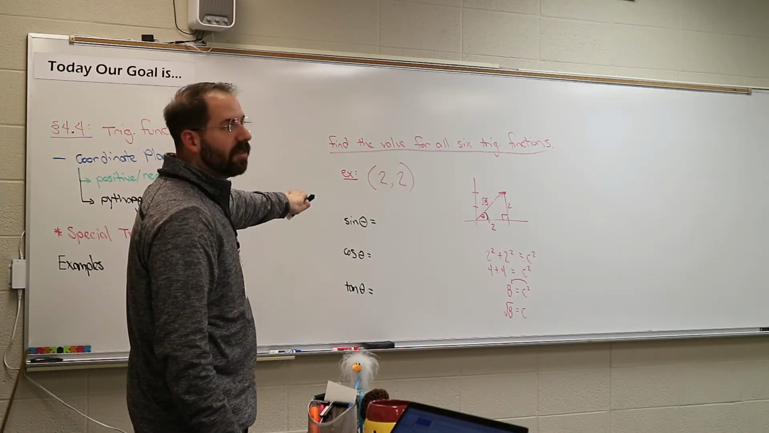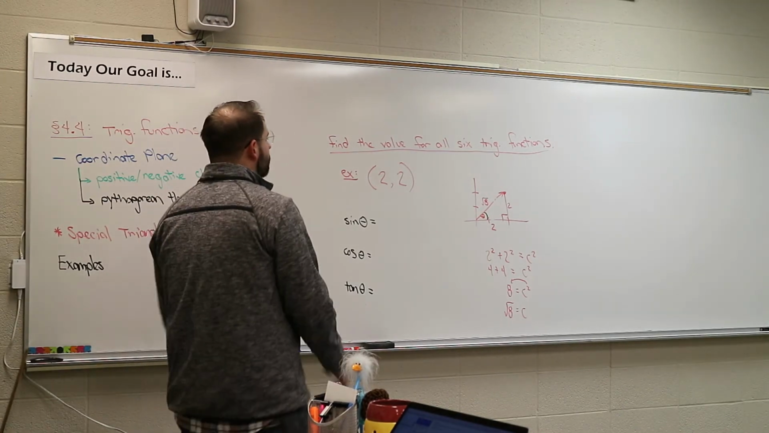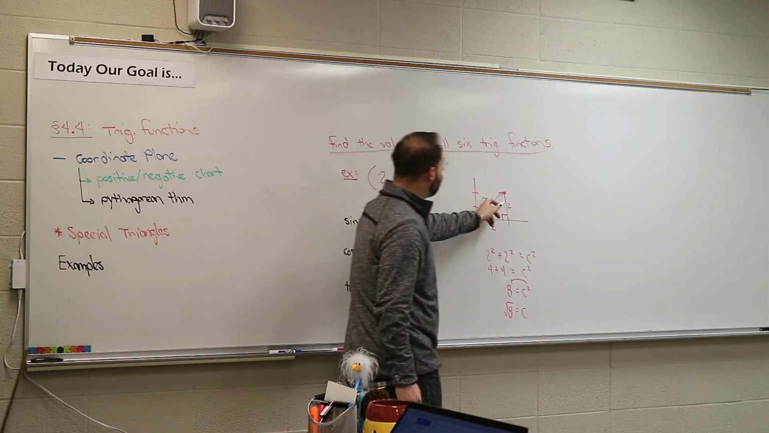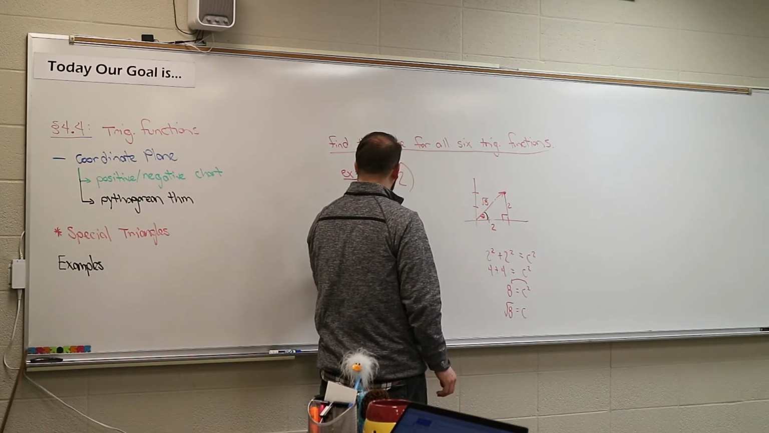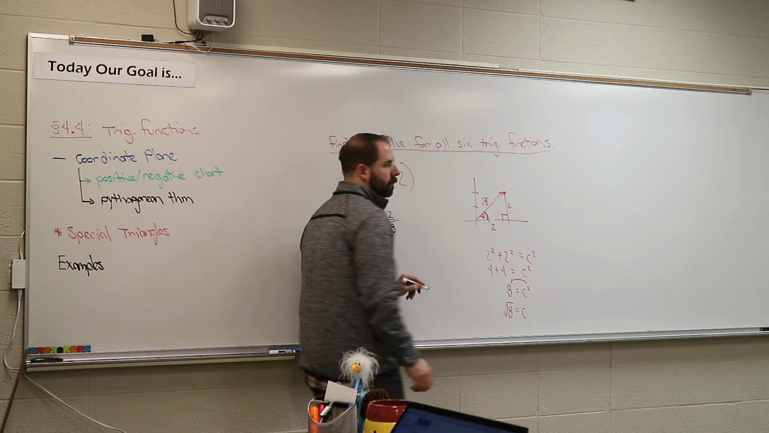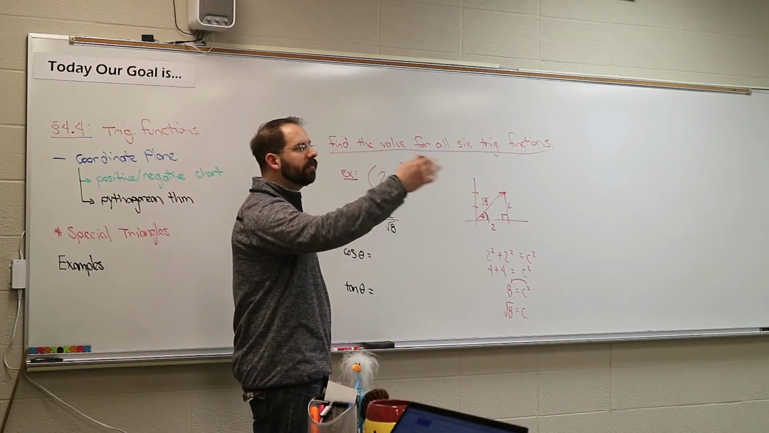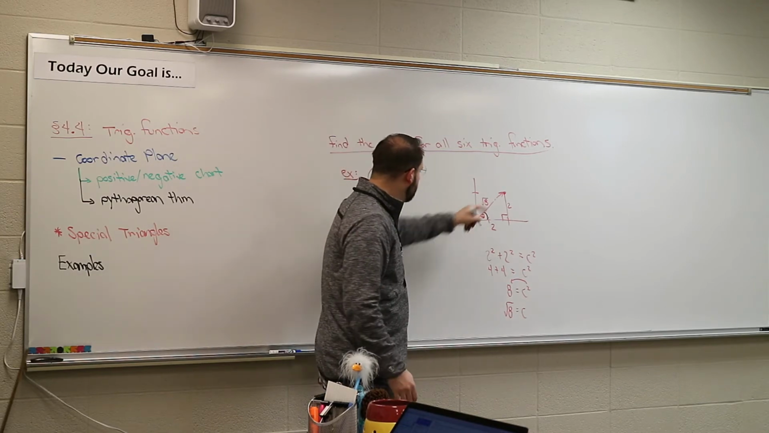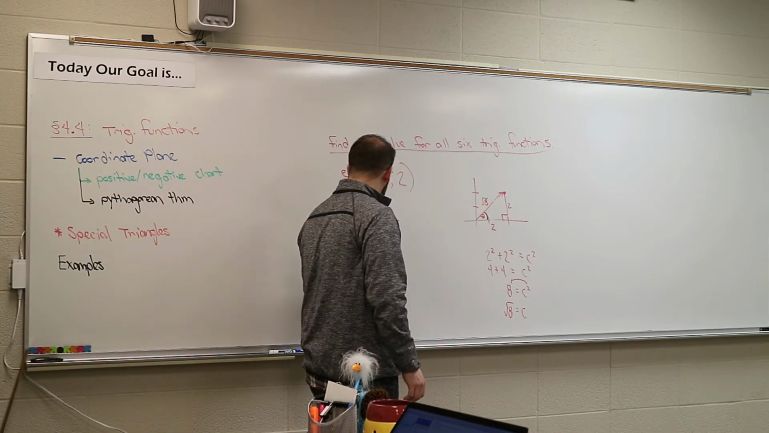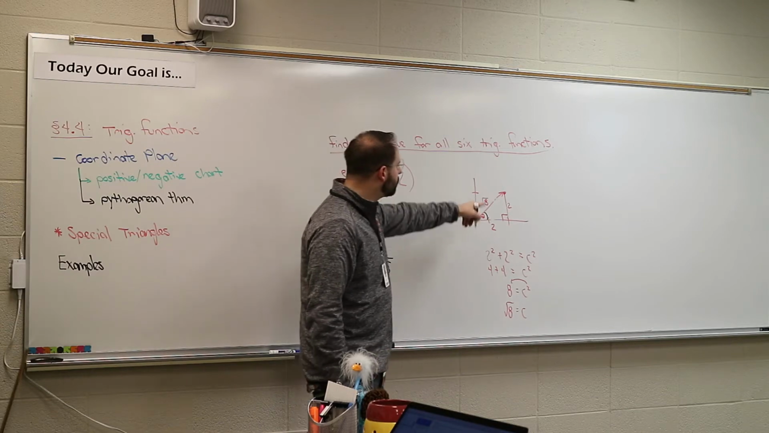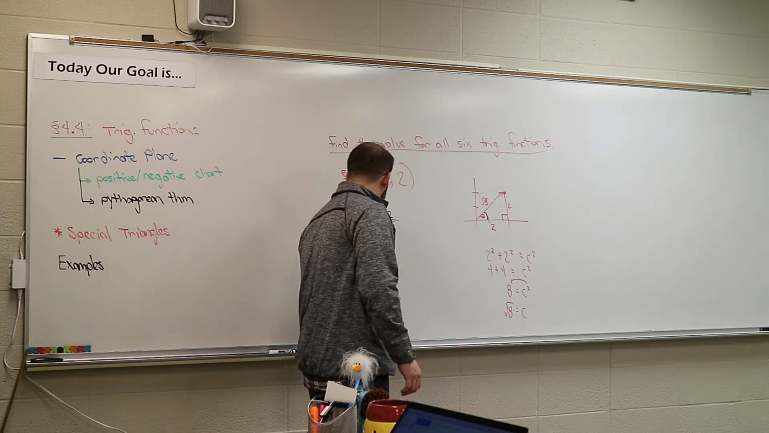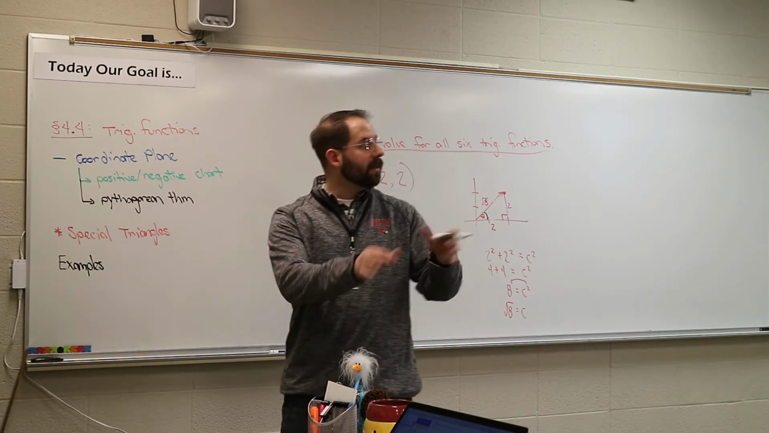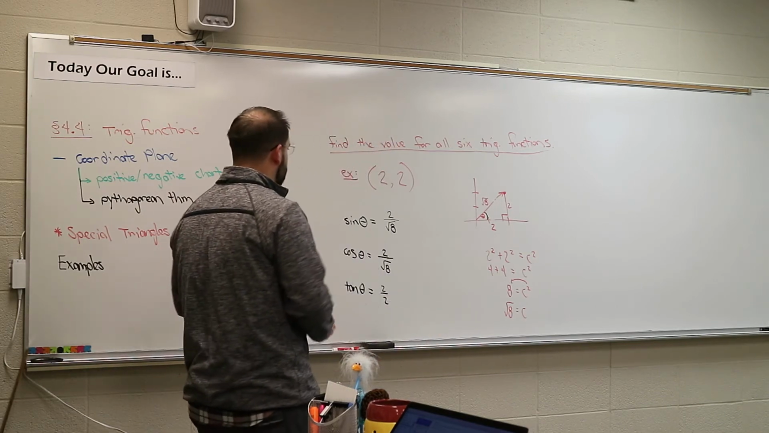So on the sine of theta, you're going to do the opposite over hypotenuse, so 2 over root 8. Now, are any of those numbers negative? No. Absolutely not. You're in the first quadrant. Nothing's going to be negative. Cosine is going to be adjacent over hypotenuse, so 2 over root 8. And then tangent is opposite over adjacent, that's 2 over 2.